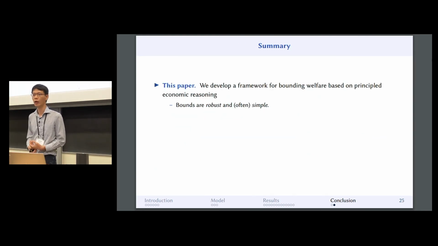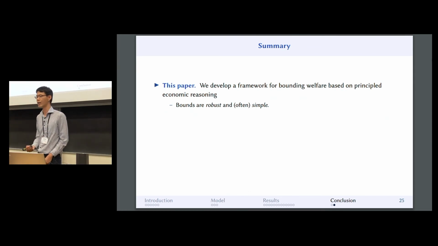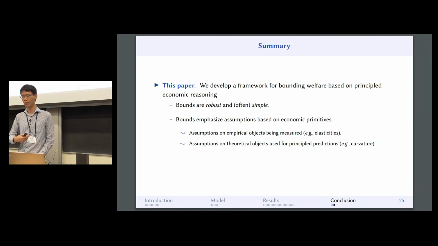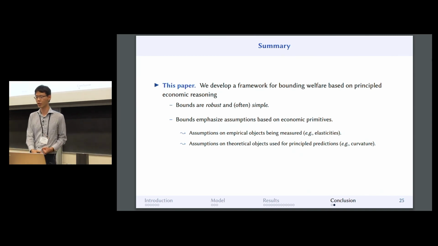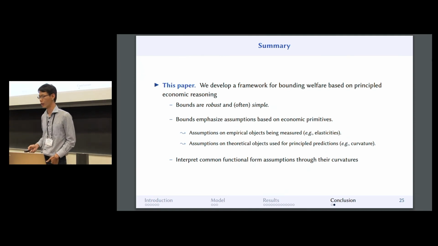So let me conclude. The main contribution of this paper is that we develop a framework for bounding welfare based on principled economic reasoning. And these bounds are robust and often simple. The bounds themselves emphasize assumptions based on economic primitives. So for instance, we have assumptions on empirical objects, such as elasticities that are measured. And we also have assumptions on theoretical objects, which are things that look more like curvature of demand curves that are often used by theoretical and empirical researchers alike. And finally, we're able to interpret these common functional form assumptions through their curvatures.